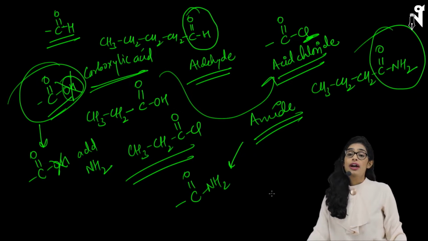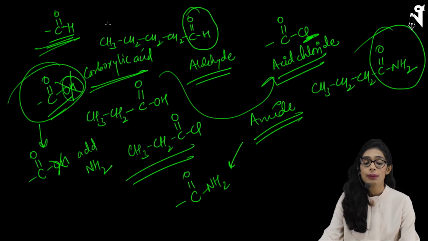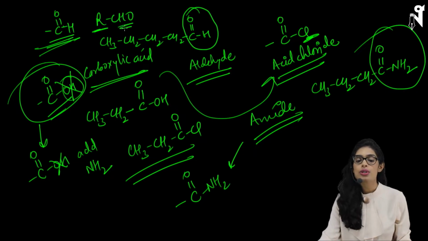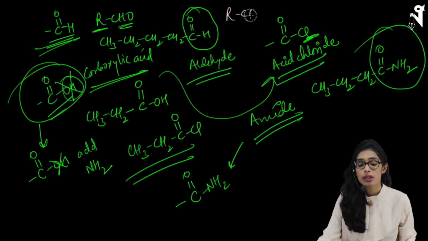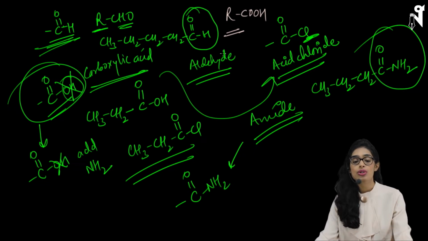Mind it, if I have to write the generic formula of aldehyde, I will be writing RCHO. What do we mean by R? R means any length longer carbon chain, and CHO is the functional group which we are talking about. If I have to write a general formula for carboxylic acid, I'll be writing it as RCOOH. Again, R means any length longer carbon chain and COOH is the functional group.